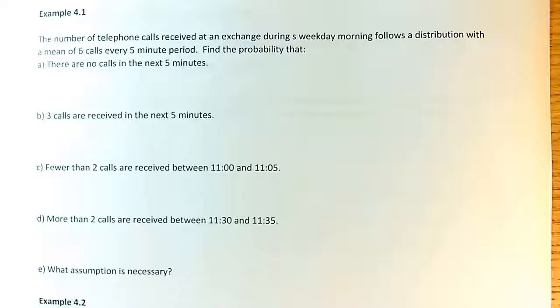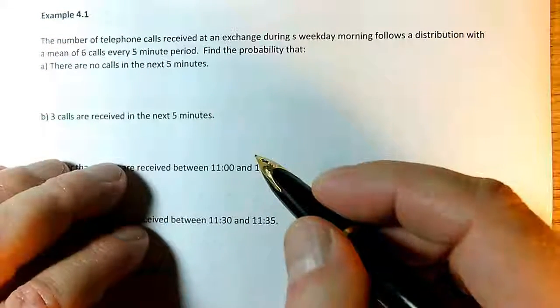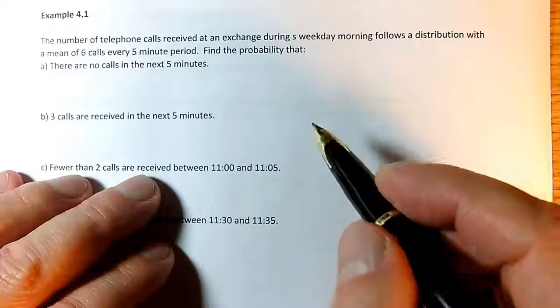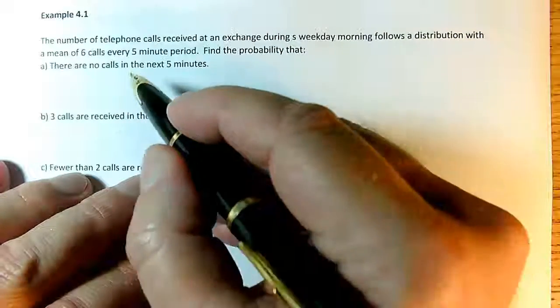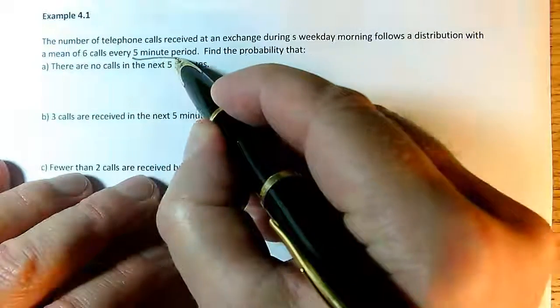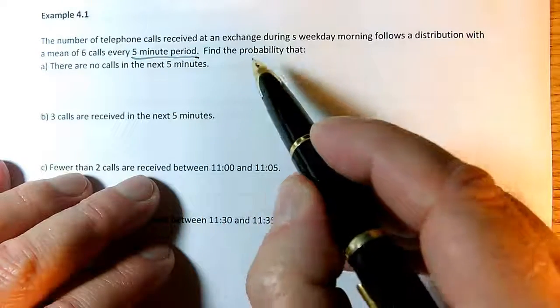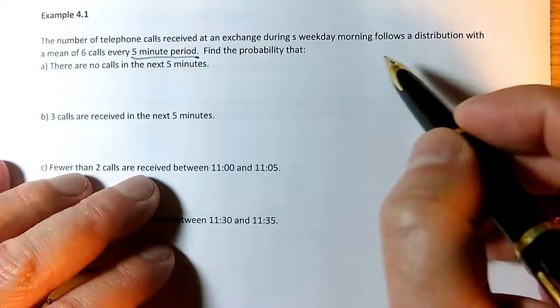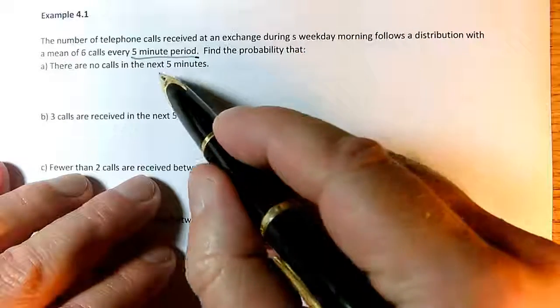Okay, here we've got a question about probability. We're kind of expecting this to be a Poisson distribution, but why is it? Well, for Poisson we need to be counting events in a fixed time or space. So where's the fixed time or space? Well, we've got a 5-minute period. We're counting the number of telephone calls, in fact, during a 5-minute period.